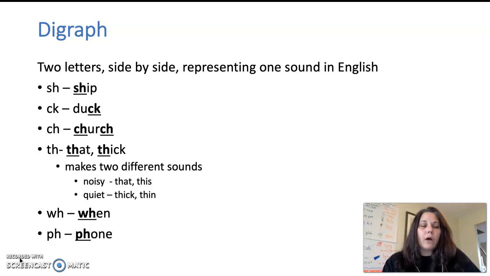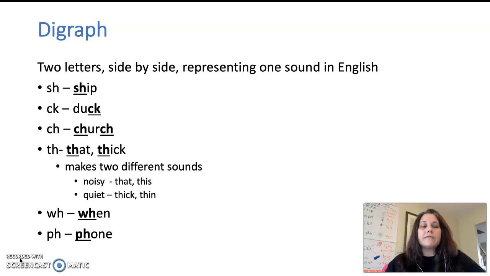The CK spelling pattern only shows up at the end of words in English. The next is CH, the sound is ch, and the word is church. Church actually has the same digraph twice, so CH represents one sound 2 times in the word church.